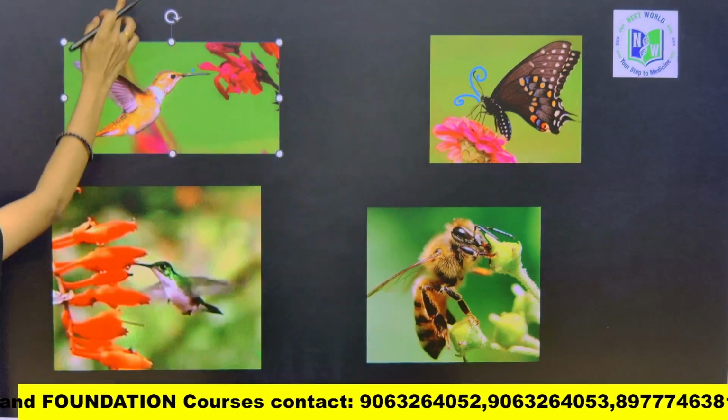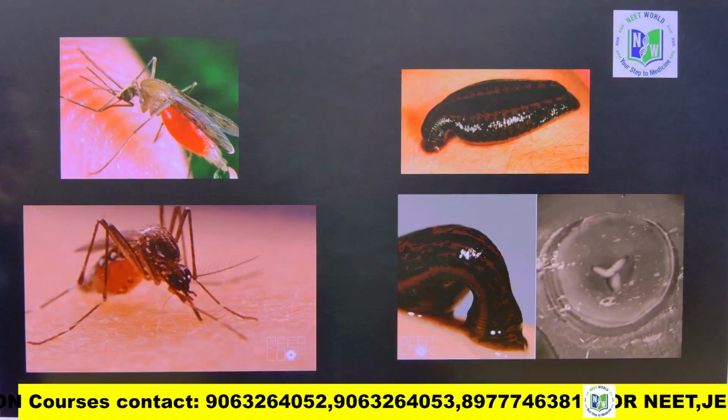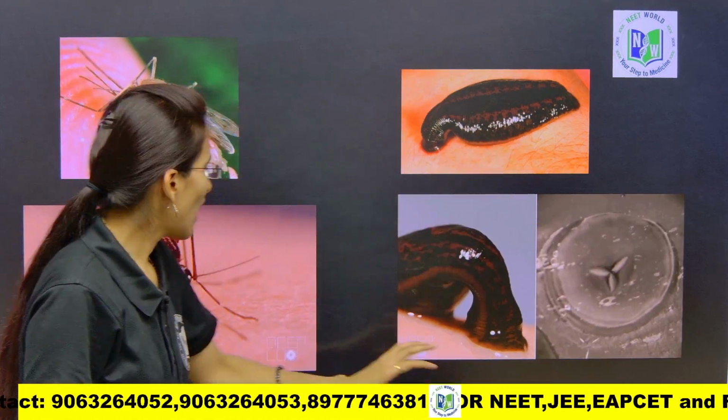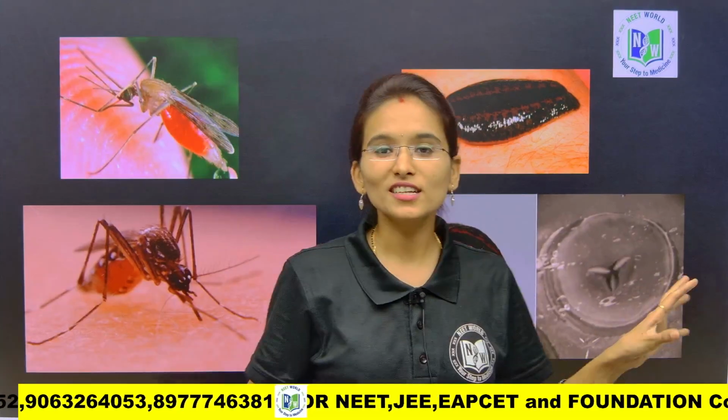And next we are going to see, students, here it is a mosquito, here is a leech, and the next one. So these are the visual videos, you can easily understand.